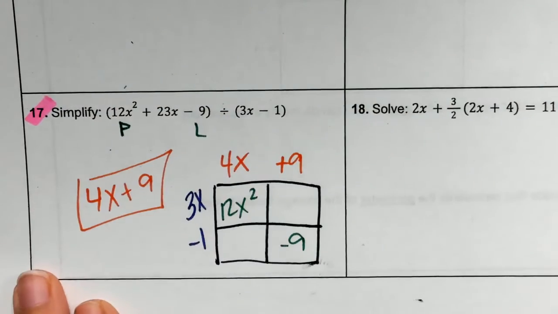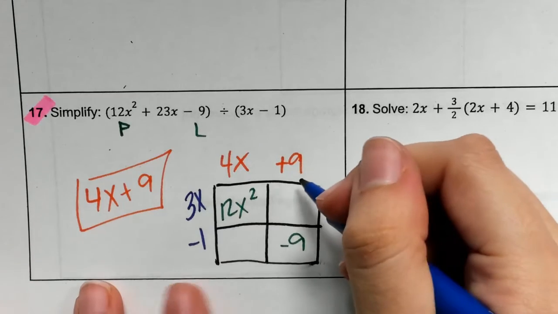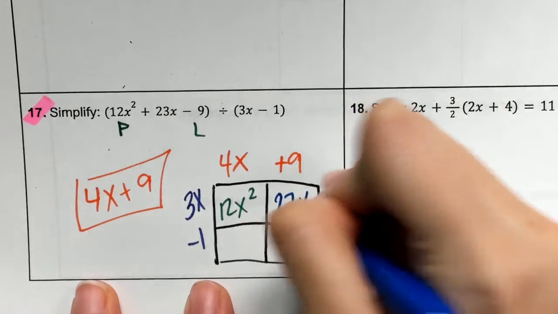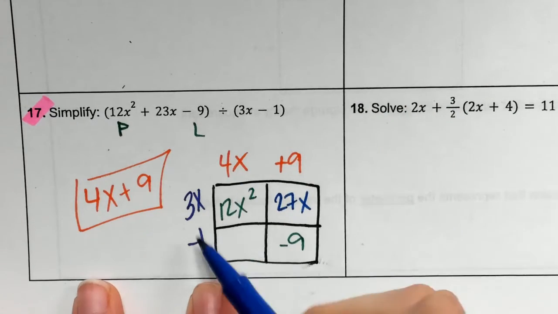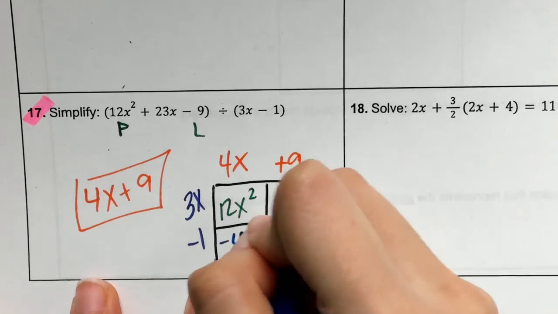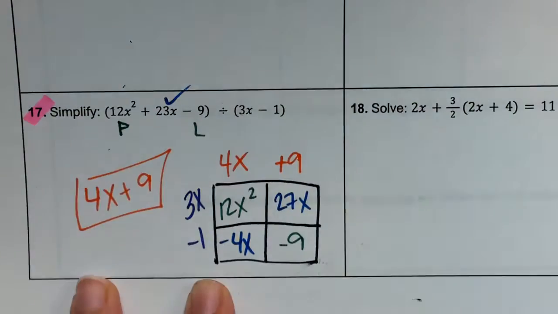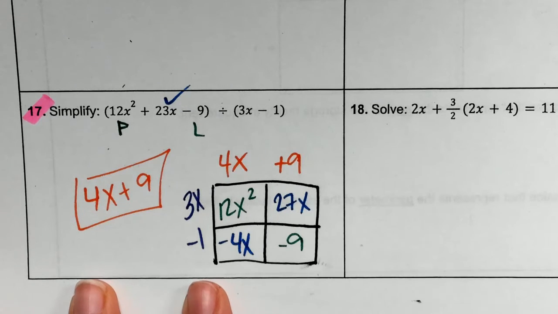Once again, maybe you're not 100% confident. You want to get the best grade possible. Check your answer. 9 times 3x is 27x, because 9 times 3 is 27, keep the x. 4x times negative 1 is negative 4x. 27x minus 4x is 23x. You know you did it correctly, so you know number 17 is correct.